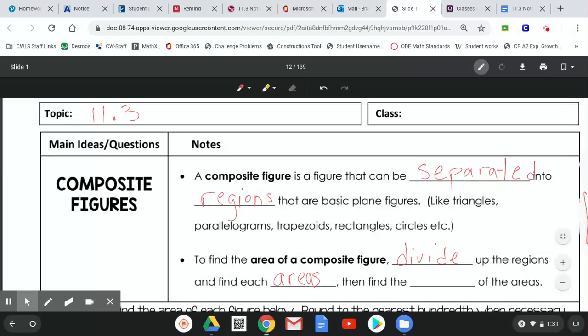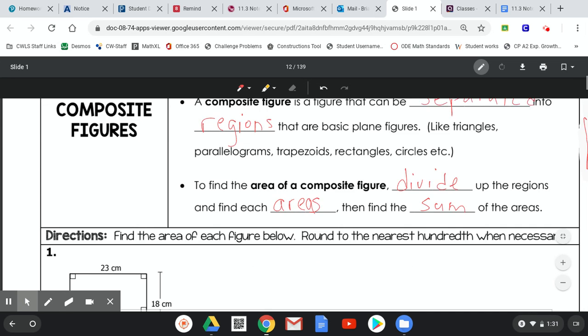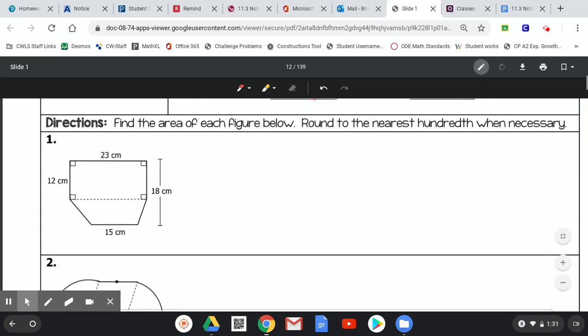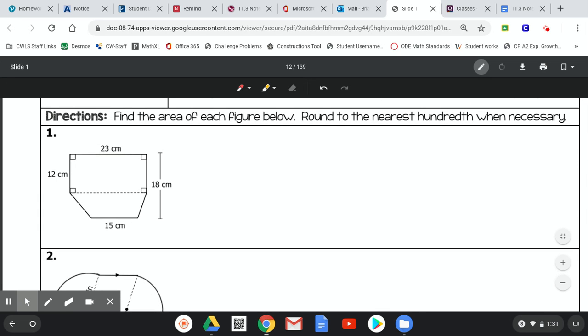Okay, and to do that, we just sum up the area of those smaller figures that we know we can find the area of, and then add them all together. So hopefully this will make a little bit more sense once we get started here. So if we look at number one, again, a little bit of a funky shape that we got going on here, and it doesn't really make too much sense.